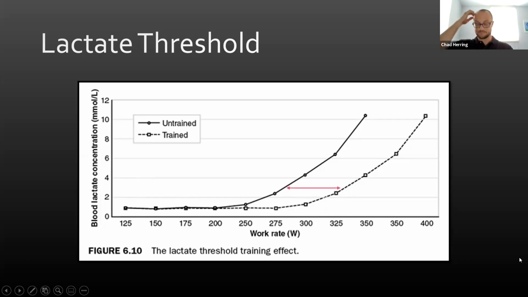So more power, most of the time in athletics, is a good thing. You're probably going to win. Okay, so that's a lactate threshold. So with training, we can move or shift that lactate threshold up and to the right.